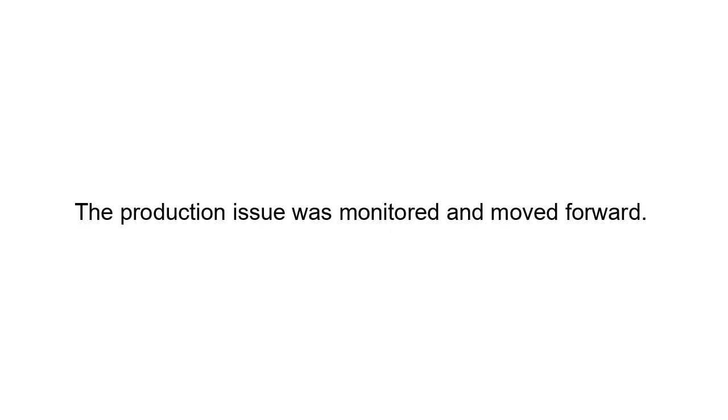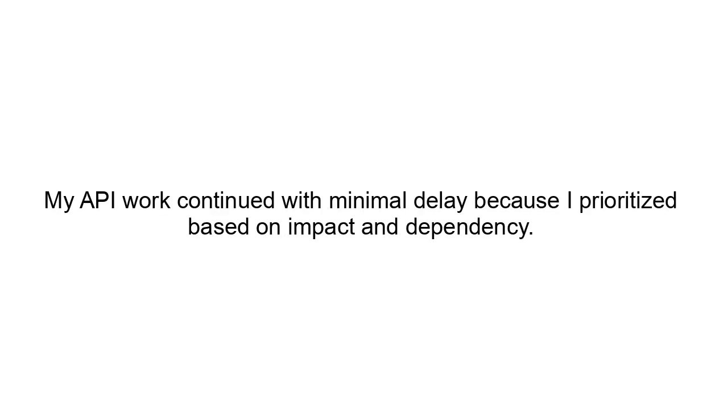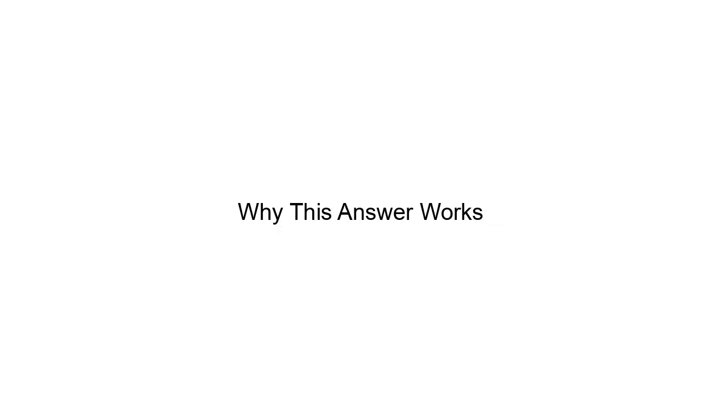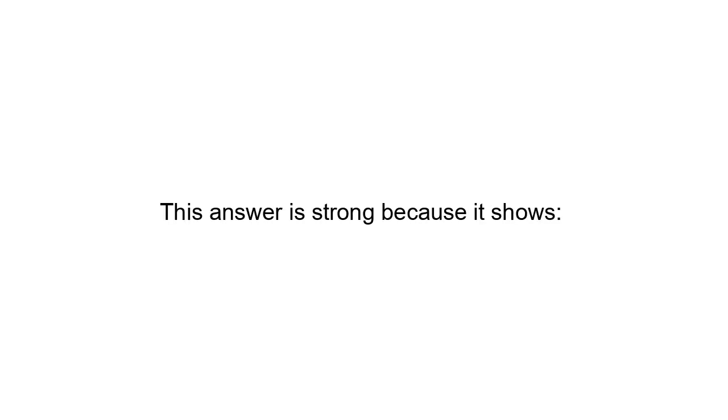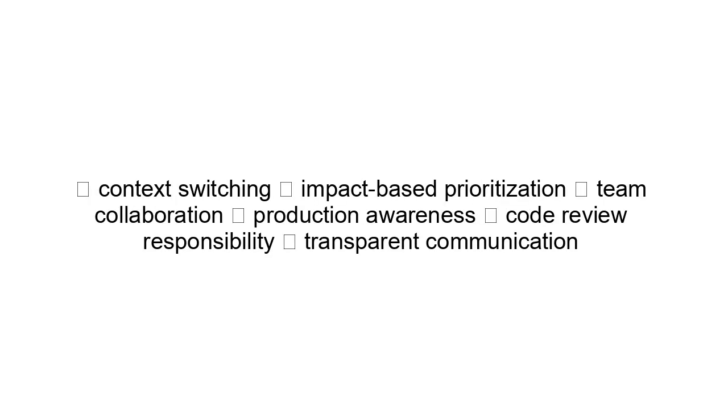Result: the production issue was monitored and moved forward. My teammate was unblocked. My API work continued with minimal delay because I prioritized based on impact and dependency. Why this answer works? This answer is strong because it shows context switching, impact-based prioritization, team collaboration, production awareness, code review responsibility, transparent communication.